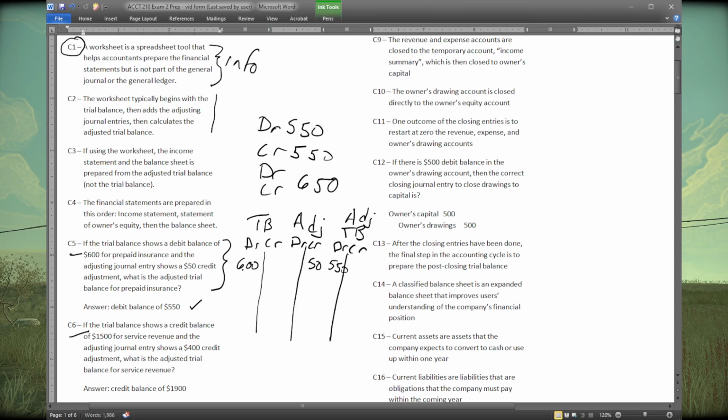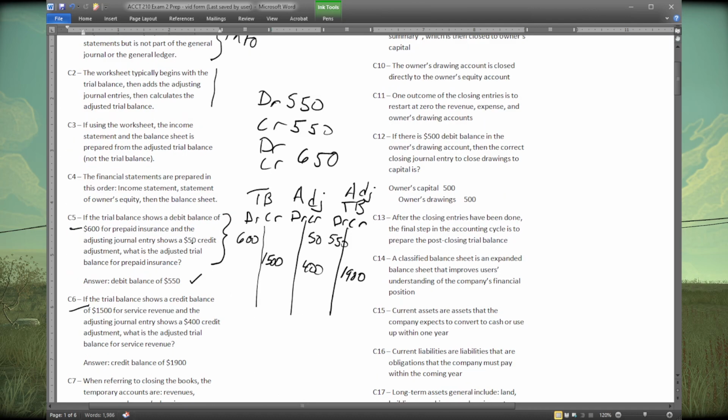So this is one where there's a debit and there's a credit, so they offset. The 50 reduces, and in C6 they actually reinforce, they add together. So the trial balance shows a credit balance of $1,500 for service revenue. Revenue is normally a credit balance, and it says an additional $400 added. So it's going to be $1,900 credit. And again, it'd be the same thing. I could do debit or credit of $1,900, or I could do debit or credit of $1,100, which would be adding it the incorrect way.